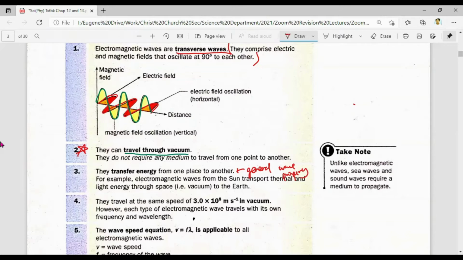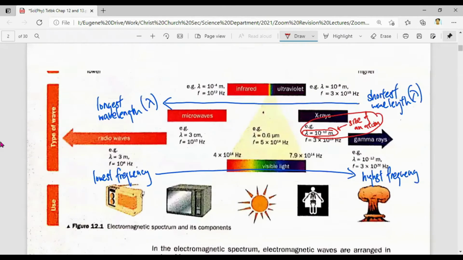Okay, next thing, special to EM waves, they travel at the same speed of 3 times 10 to the power of 8 meters per second in vacuum. So take note, the word "in vacuum" is important. Now, what do they mean by they travel at the same speed of 3.0 times 10 to the power of 8 meters per second? So let's go back to the waves.